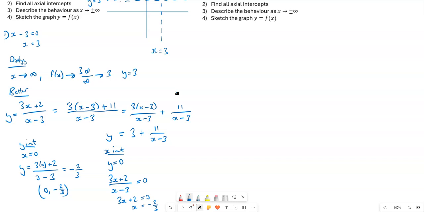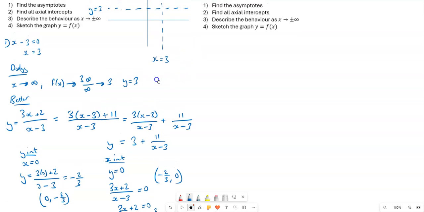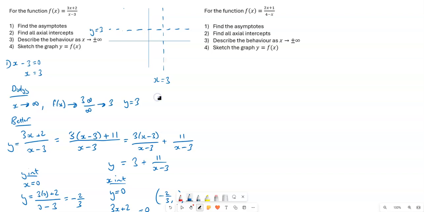Oh my goodness, how have I managed to choose such a tediously symmetrical function? Minus 2/3, 0. So we can pop that up here. Now we were sketching the graph and we can see our values. We had 0, minus 2/3 on the y. Oh yes, minus 2/3, 0 on the x.